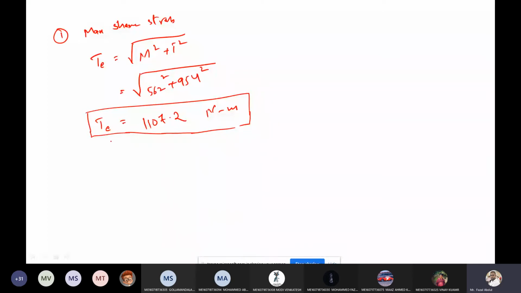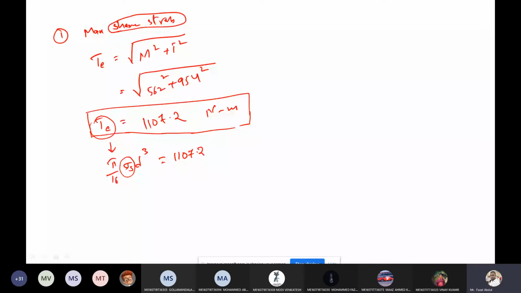Now we need the d value. To calculate the d value, Te is nothing but pi by 16 into sigma s into d cube. Why am I writing sigma s? Because in the maximum shear stress theory, the title itself indicates shear stress. So equate this answer to this equation: pi by 16 into sigma s into d cube equals 1107.2.